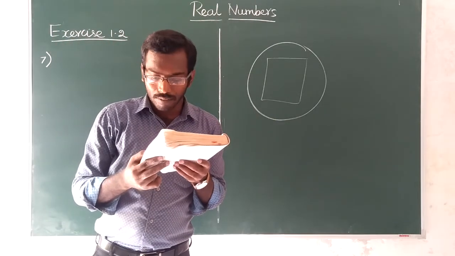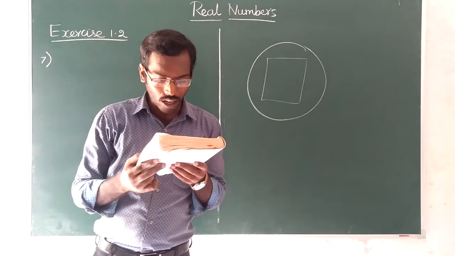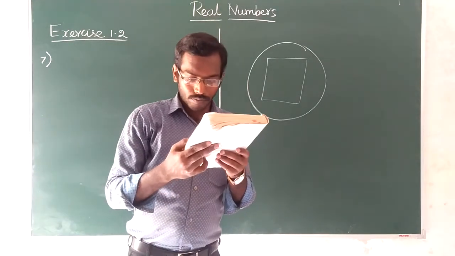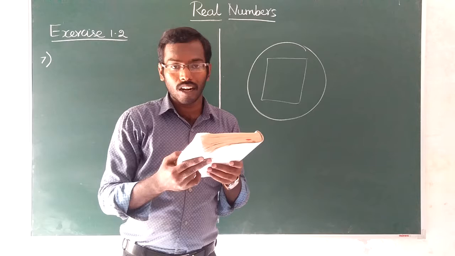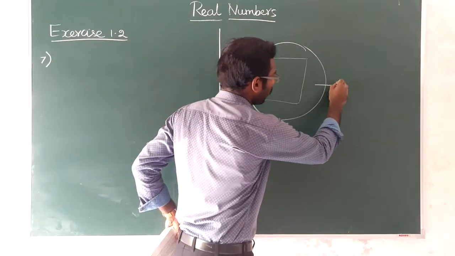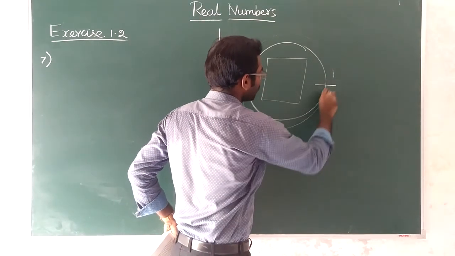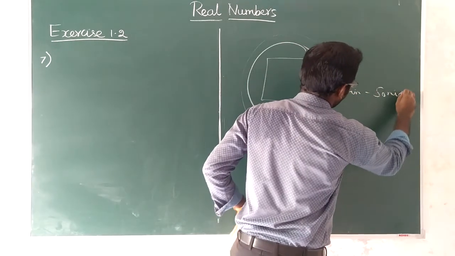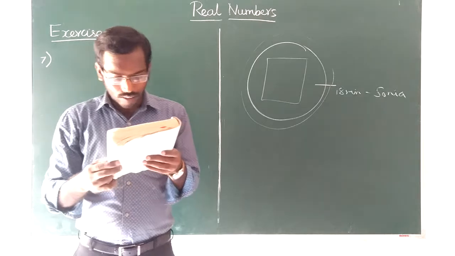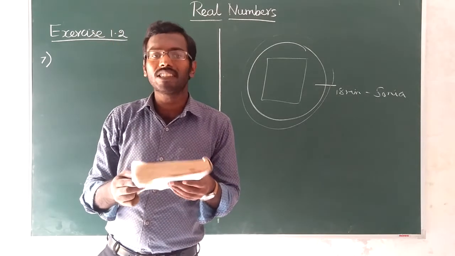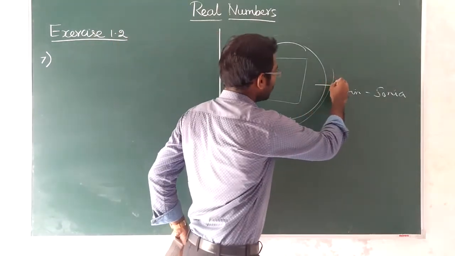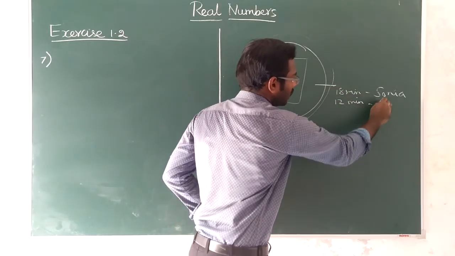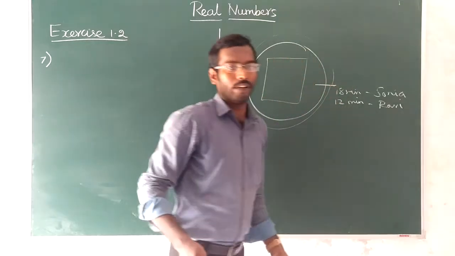Sonia takes 18 minutes to drive one round of the field. So there is a girl named Sonia. She took 18 minutes to drive one round of the field. Means if she starts from here, in 18 minutes she again finishes here. Okay, this is Sonia. Then Ravi takes 12 minutes for the same. Ravi starts from here and ends here in just 12 minutes. Ravi takes only 12 minutes.